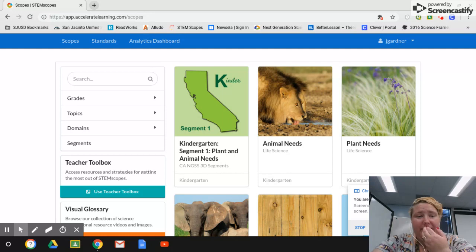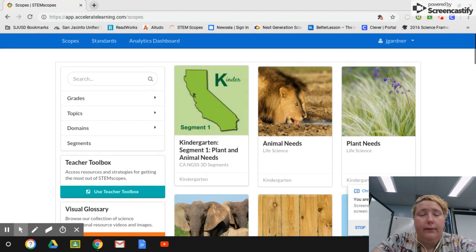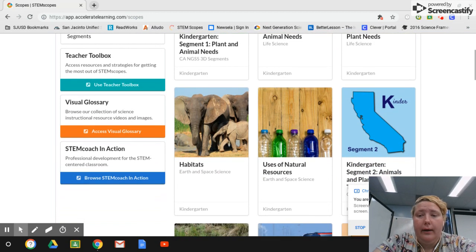So let's look at what would be considered the textbook. In a traditional textbook, you have units and you have chapters. In STEMscopes, you have segments and you have scopes. These segments are the equivalent of your units, and there's four of those for every grade level. And you have your scopes, and there's different amounts per different segment.